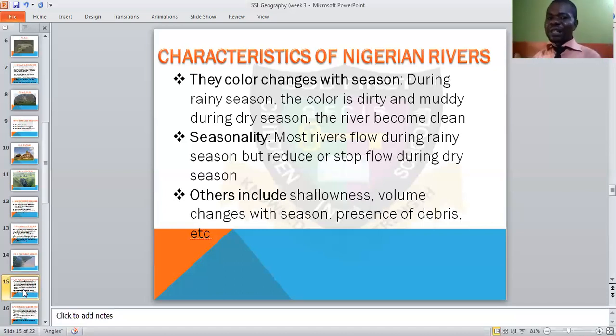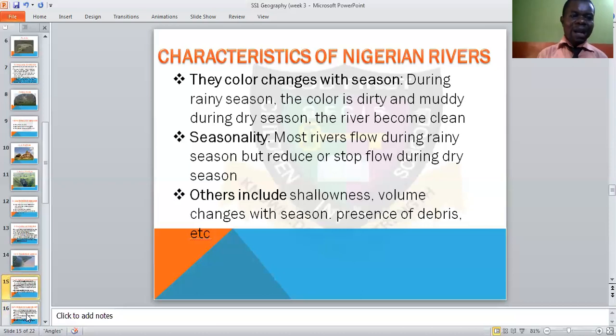Then volume changes with season. Some of them have their volumes increase during the rainy season because rain enters and erosion comes to join also, so the volume of the water will increase. During dry season, the volume will go down. Then presence of debris. As these rivers flow through forests and bushes, they carry dead wood and other things. So that's why we have so many other characteristics.